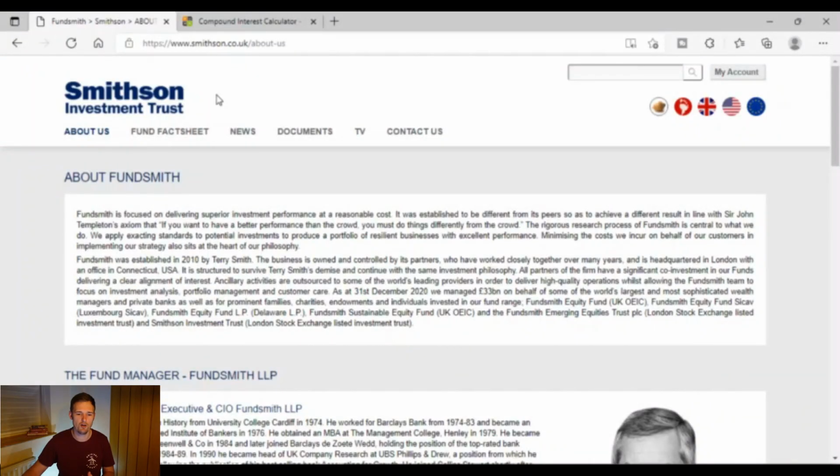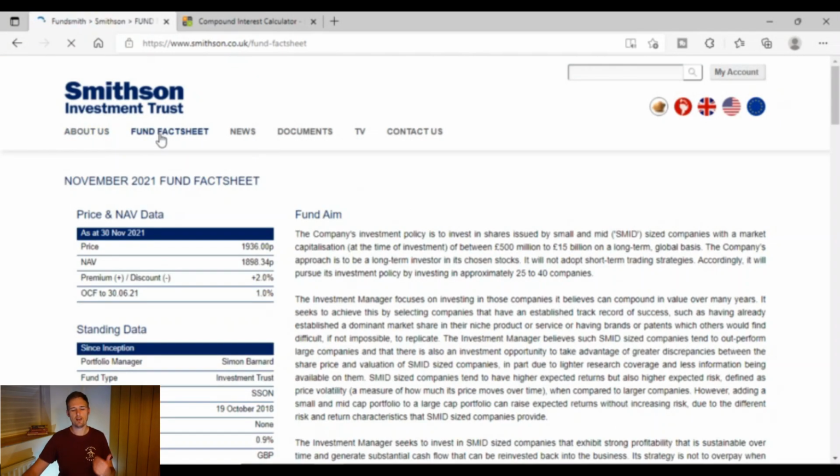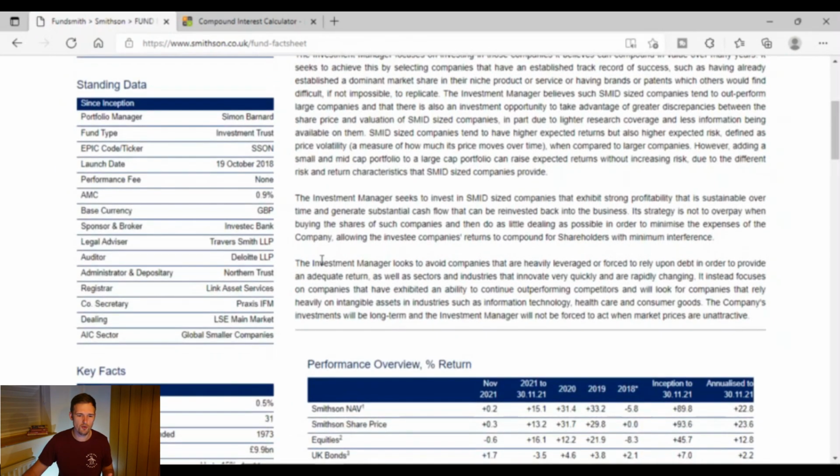Now, for me personally, if I'm going to trust my money with someone, that is the exact type of person that I would want to trust. Of course, I'll leave a link to smithson.co.uk down in the description if you want to check it out at your leisure. But if we click on Fund Fact Sheet here, we can get into more information about the fund. Starting from the top, we can just go through the information here.